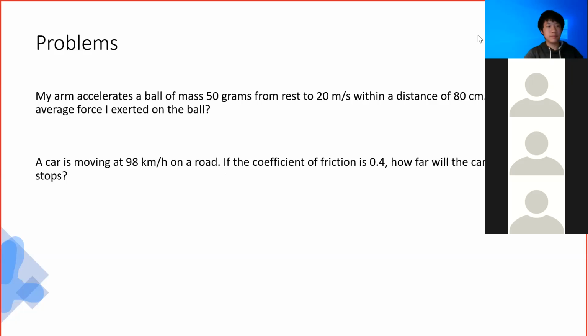For the second problem, we're going to assume that the car is going to skid. The brakes will be on, and then it's going to start skidding. It's going to slide.